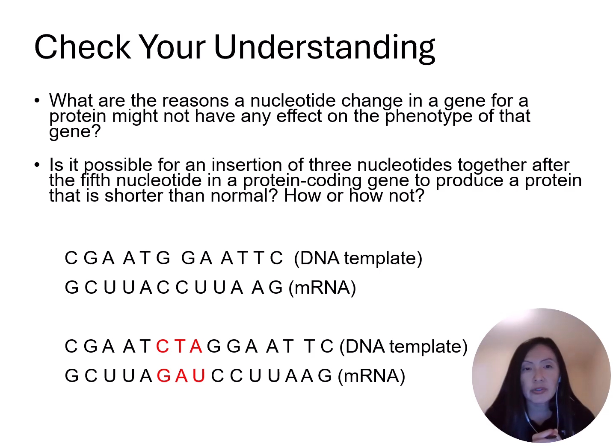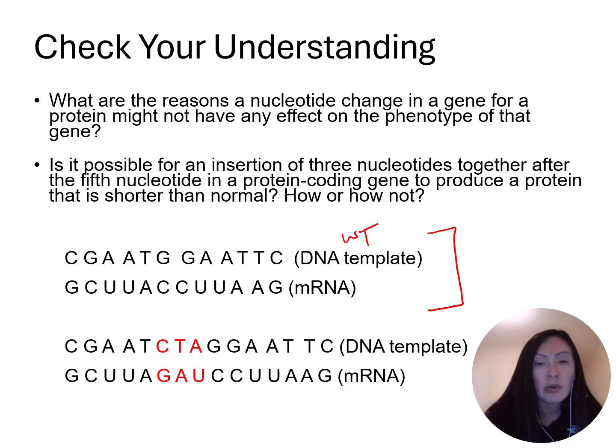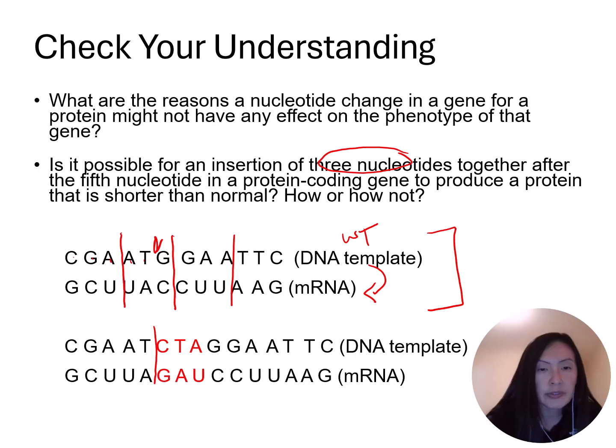For the second checkpoint question, is it possible for an insertion of 3 nucleotides together after the 5th nucleotide to produce a protein that's shorter than normal? Let's check it out. So here I gave an example of a wild type. Let's say this is my normal or wild type DNA. Next down here is my corresponding transcript, my messenger RNA, and let's say this is the normal reading frame. All right, so that's my normal reading frame, and I'm going to insert 3 nucleotides. I put in red after the 5th one. 1, 2, 3, 4, 5, so it's going to be right here. That's where I've inserted my new set of 3 nucleotides.